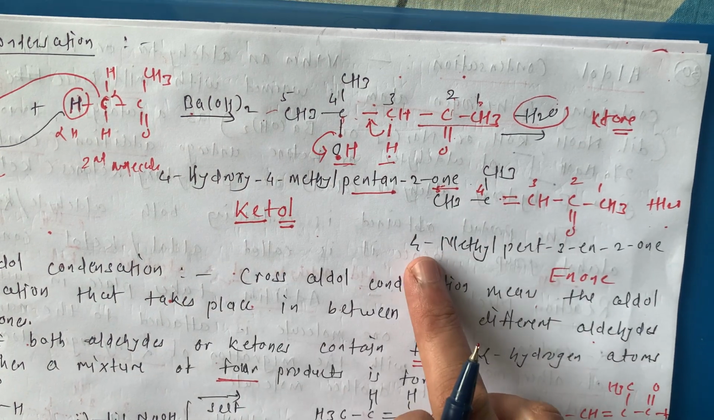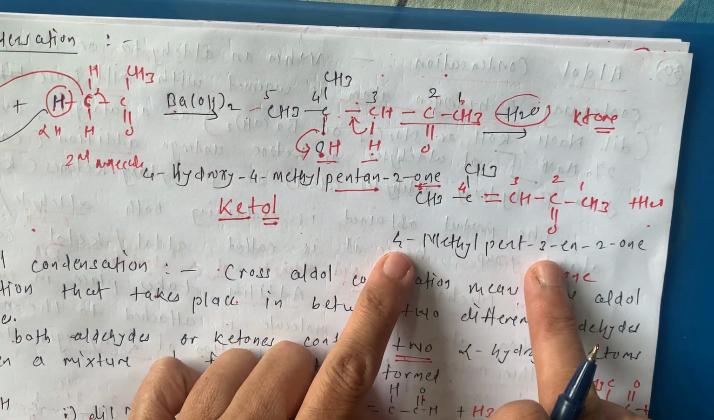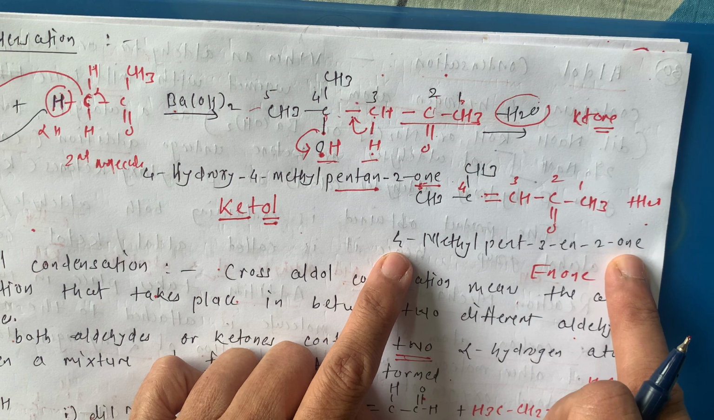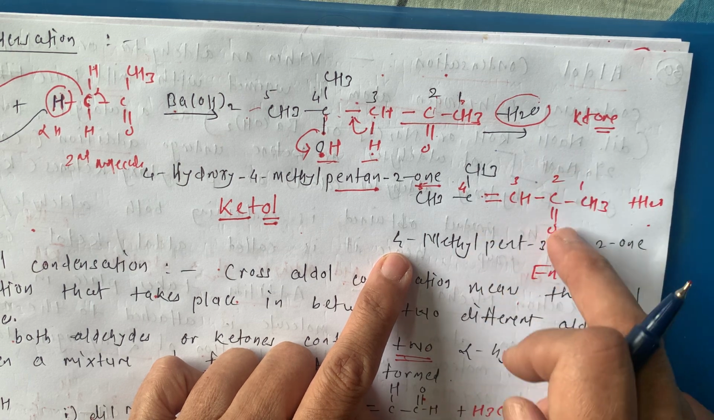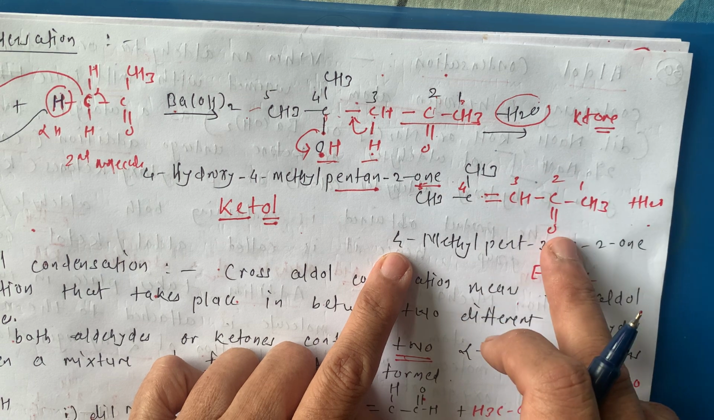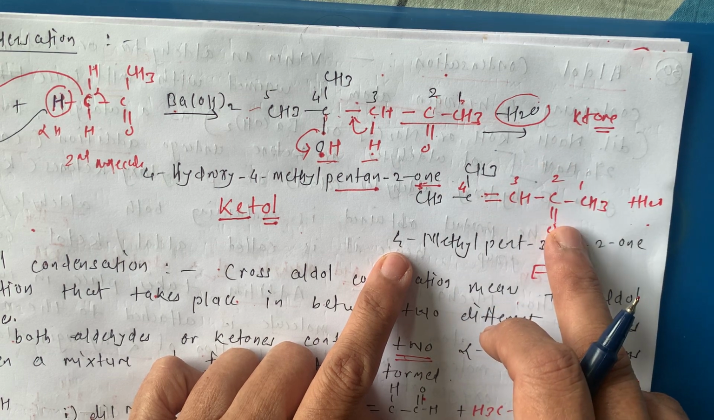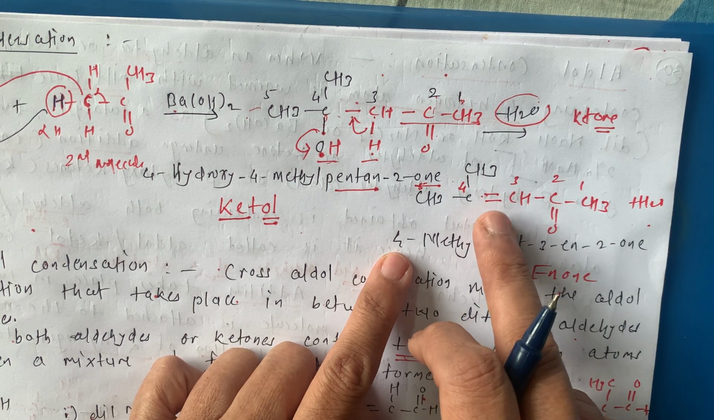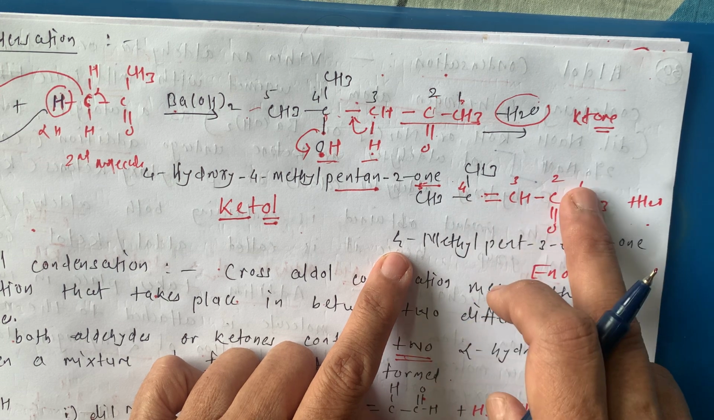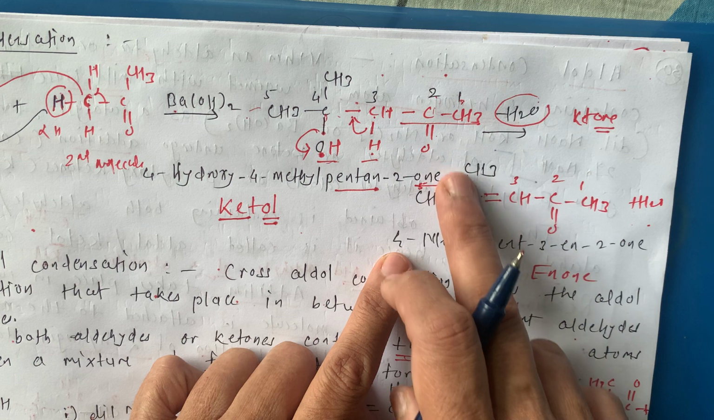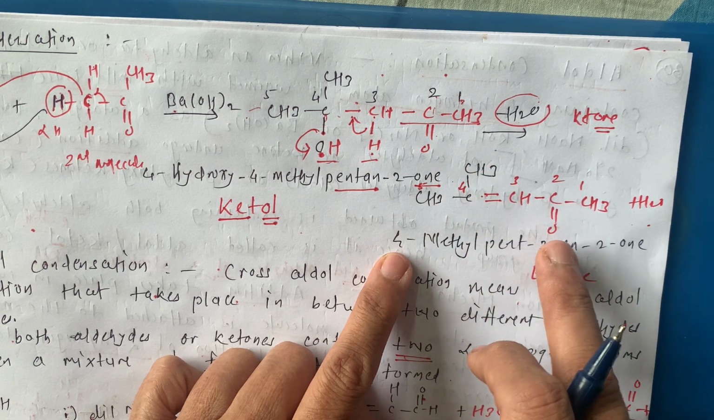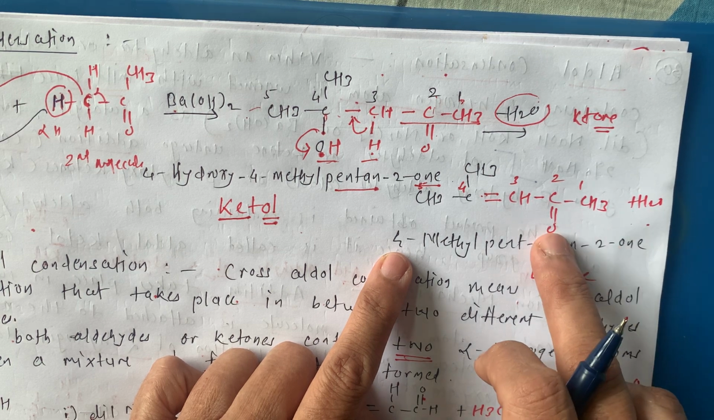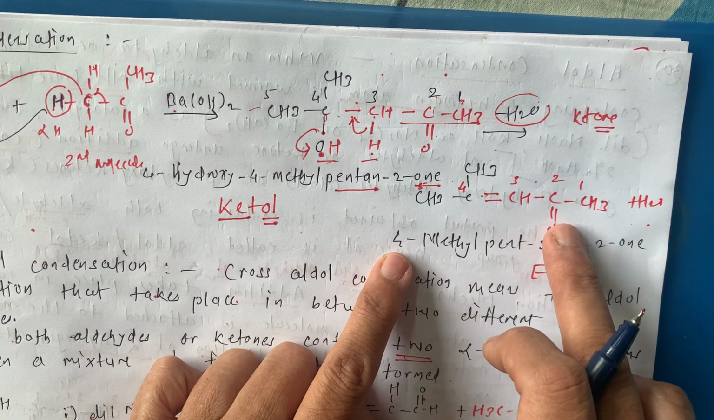Now what is this compound? There is a double bond, so we mention it as EN. There is a ketonic functional group, so we mention it as ONE. Again the same thing, the carbonyl group has higher priority than this double bond. So this C double bond O, we have to write at the end. So this is a derivative of the ketonic compound.